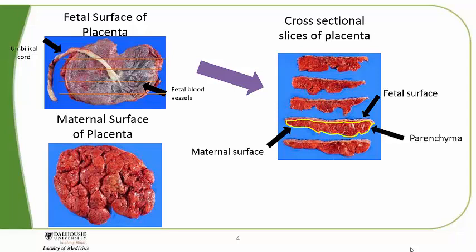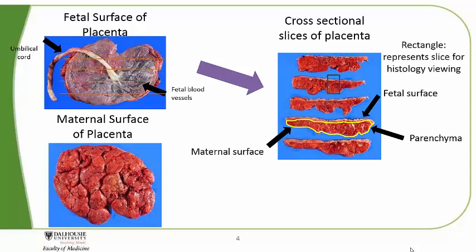This tissue outlined in yellow and in between the fetal surface and maternal surface is what we call parenchyma. Parenchyma is a general word in histology that we use to mean the functional tissue in an organ. In the placenta, the parenchyma is where the placental villi are located. The placental villi are where the oxygen and nutrient exchange take place.